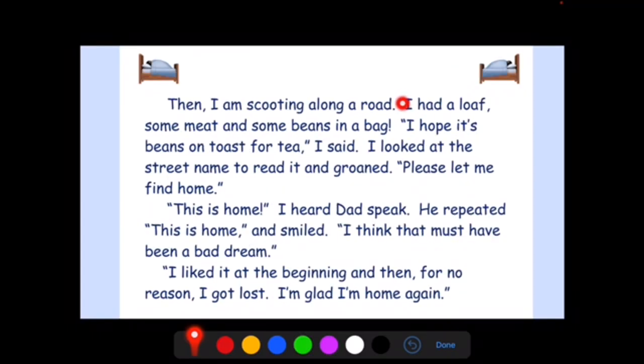Then I am scooting along a road. I had a loaf, some meat, and some beans in a bag. "I hope it's beans on toast for tea," I said. I looked at the street name to read it and groaned. "Please let me find home." "This is home," I heard Dad speak. He repeated, "This is home," and smiled. I think that must have been a bad dream. I liked it at the beginning, and then, for no reason, I got lost. I'm glad I'm home again.